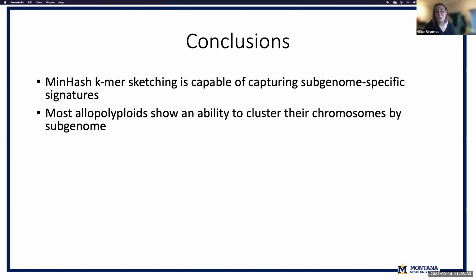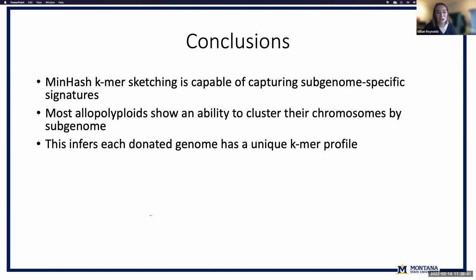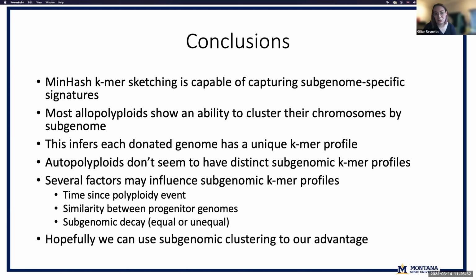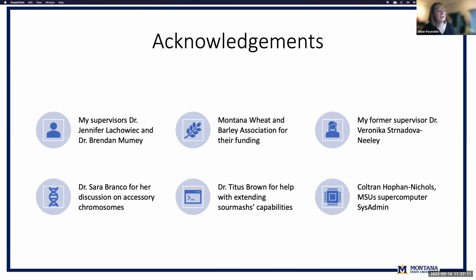In conclusion, we find that min-hash KMA sketching is capable of capturing subgenome-specific signatures. Most allopolyploids show an ability to cluster their chromosomes by subgenome. This infers that each donated genome has a unique KMA profile, and autopolyploids don't seem to have that distinct subgenomic KMA profile. There are several factors that might influence subgenomic KMA profiles, including time since the polyploidy event, similarity between progenitor genomes, and subgenomic decay. But hopefully we can leverage these to our advantage, so watch the space, because we are finally experimenting with short reads now.